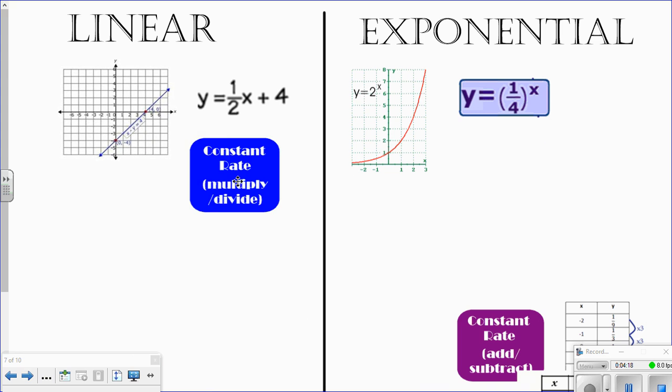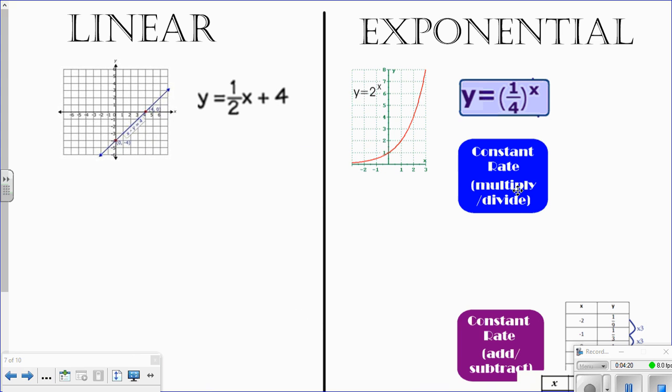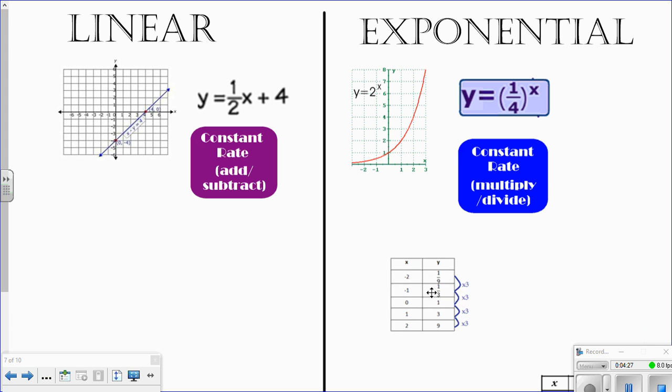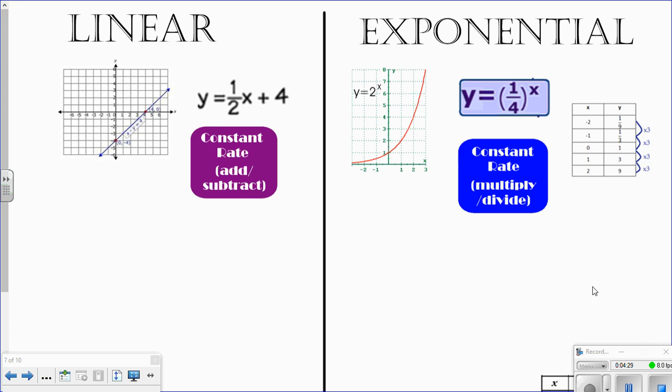With this one, we're looking for that constant rate. Our constant rate, when it's multiply and divide, it's exponential. When we add and subtract, it's linear. So in this one, you can see that it's being multiplied by 3, so that's exponential. And this one, it's subtracting 4 on the y and 6 on the x, so it's linear.